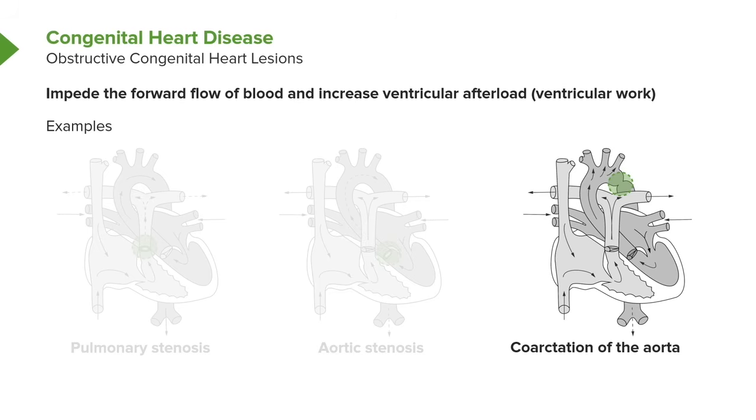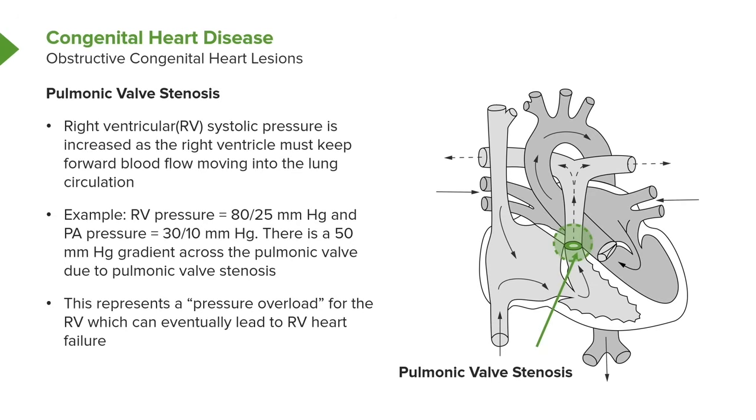We're going to talk about these in a little more detail. Let's talk about pulmonary stenosis. As I mentioned before, the right ventricle has to hypertrophy, has to get bigger and thicker because it's facing a big increase in its afterload, in its work. This can lead, of course, eventually to right ventricular failure.